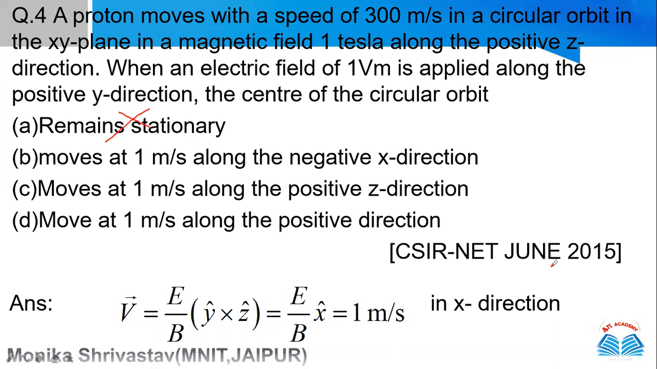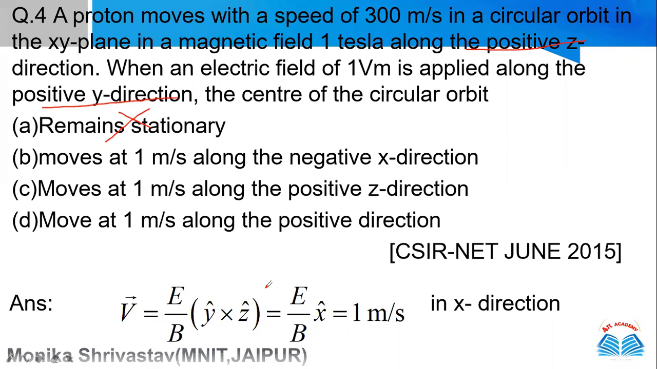For these types of questions where E and B both are present, whether we apply the magnetic field first or the electric field first, we get the same results. So what will you do? We know that the magnetic field and electric field can't be in the same direction, and we will do the cross product of the electric field and magnetic field. It is given that the magnetic field is along the positive Z direction and the electric field is along the positive Y direction, so we just have to do the cross product of those directions.